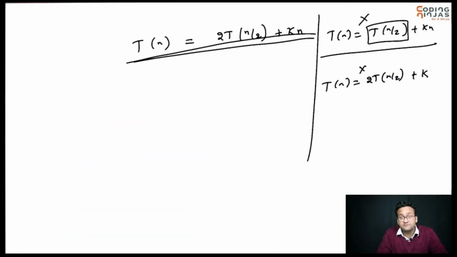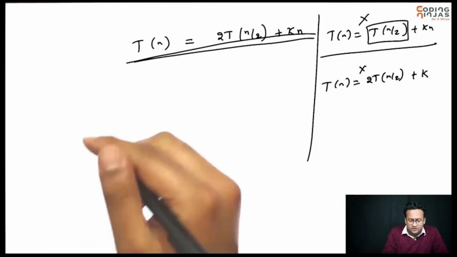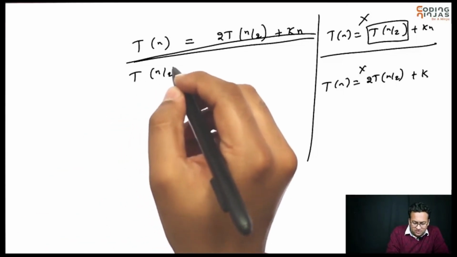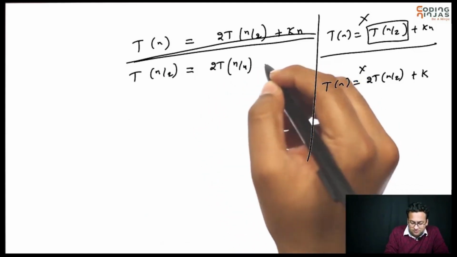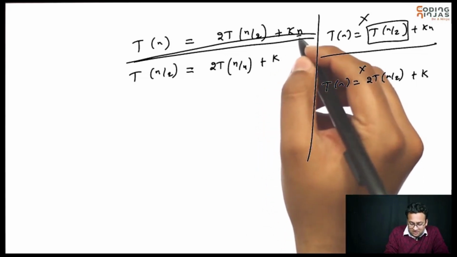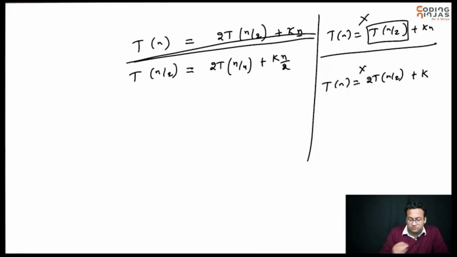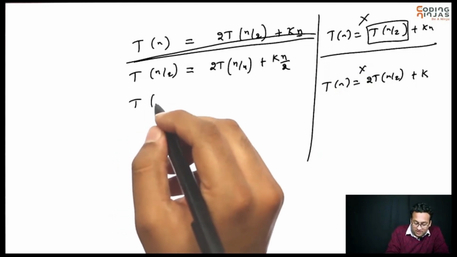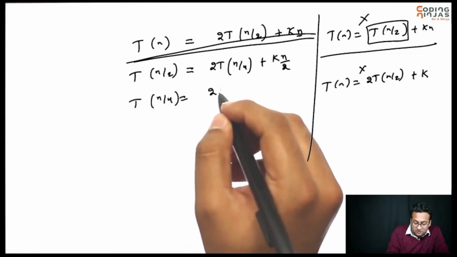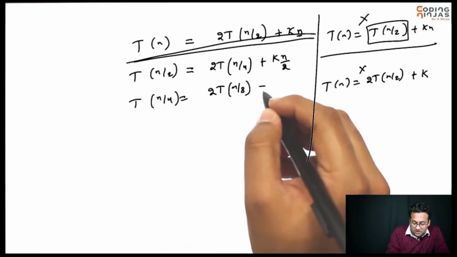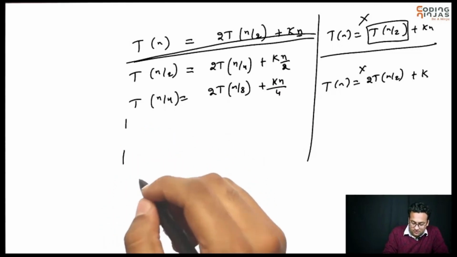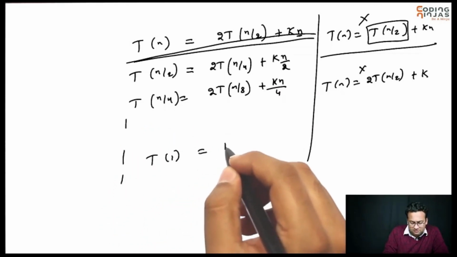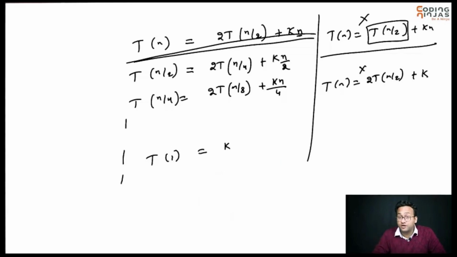Now once you have that, we need to solve it. How do we solve it? Let's try to use a similar method that we have used earlier. T(n/2) equals 2T(n/4) plus k, where instead of n, it is now n by 2. T(n/4) equals 2T(n/8) plus kn by 4, and so on. Then we already know T(1) is just a constant k.